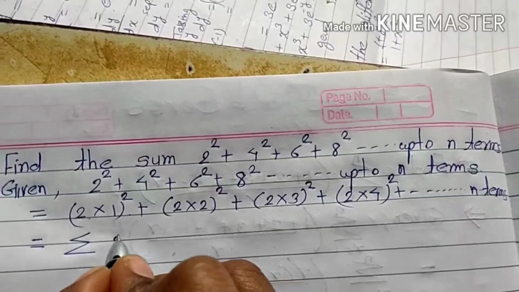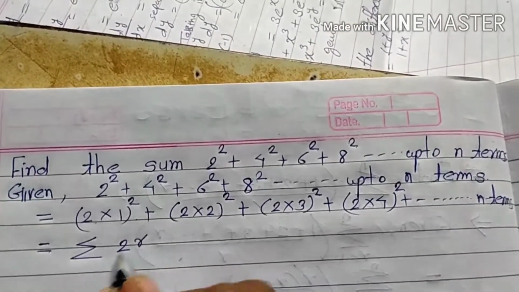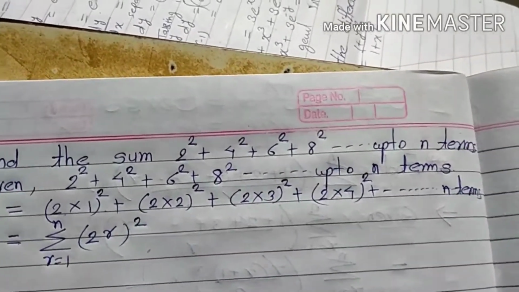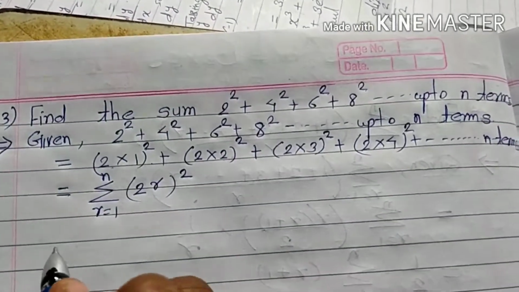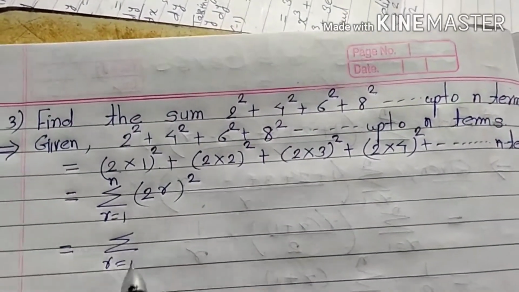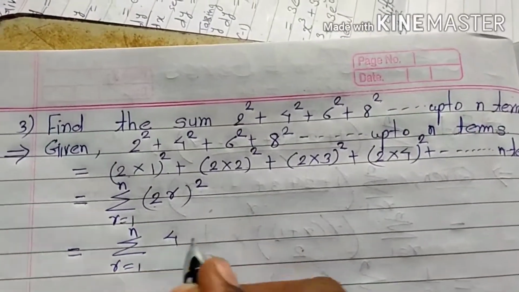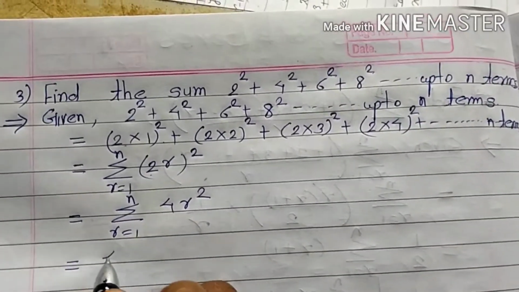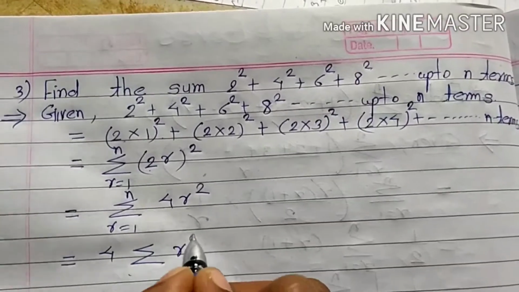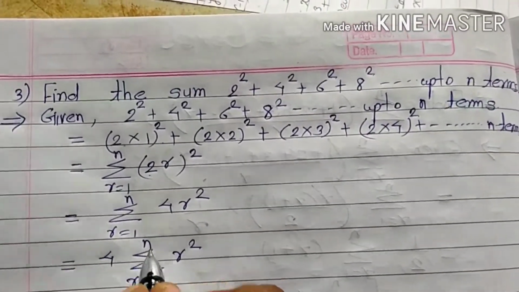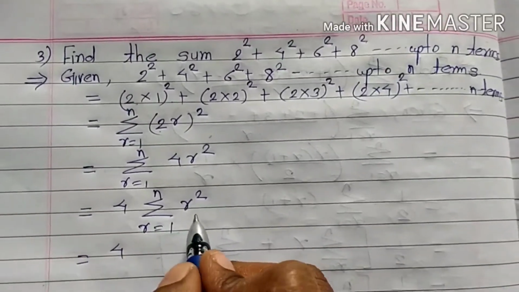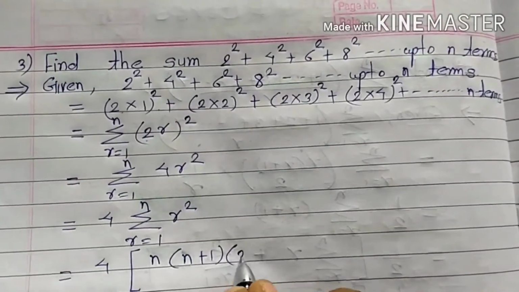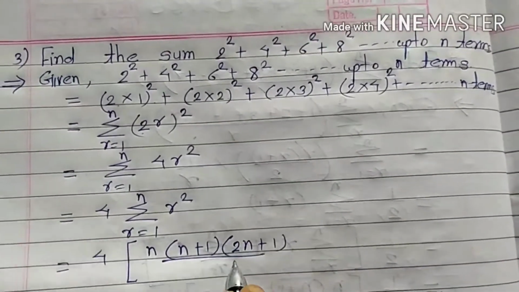Now next, I am taking here (2 into r) whole square, suppose it is r, and r runs from 1 to n. Okay. Now next step, summation of r from 1 to n, (2r) square means 4r square. 4 is constant, so take it outside of summation. So it is summation of r square, where r runs from 1 to n. And we know that the formula for r square, which is n(n plus 1)(2n plus 1) upon 6.